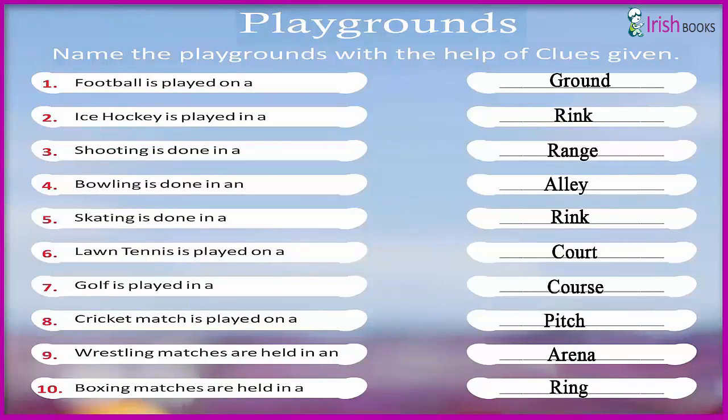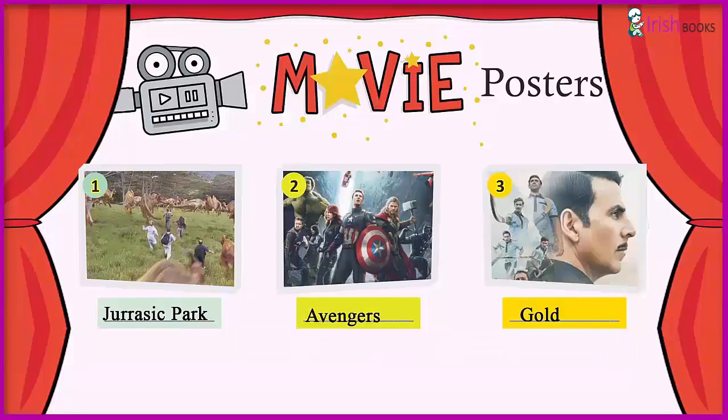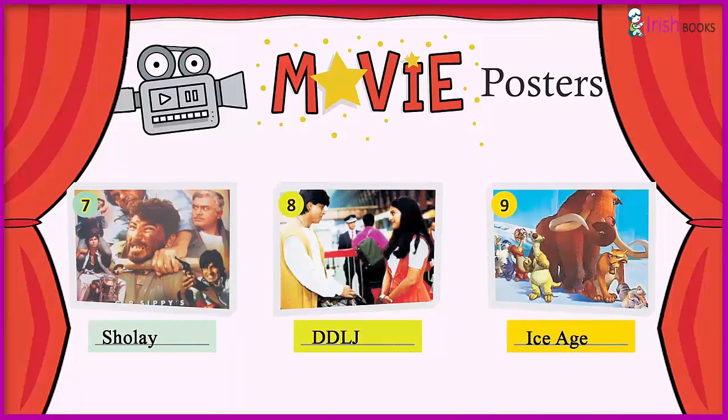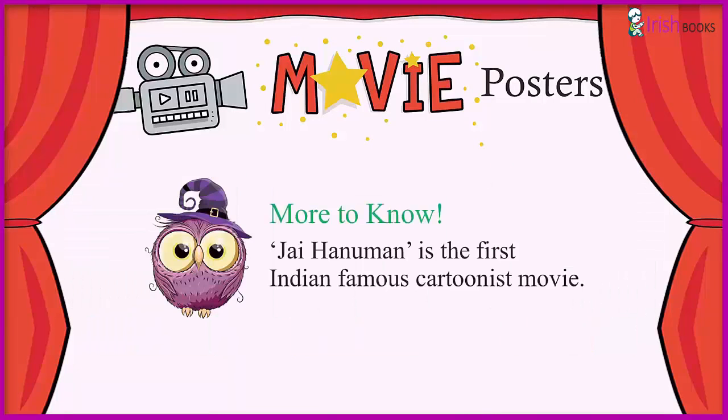Playgrounds. Name the playgrounds with the help of clues given. Movie posters. More to know. Jai Hanuman is the first Indian famous cartoonist movie.